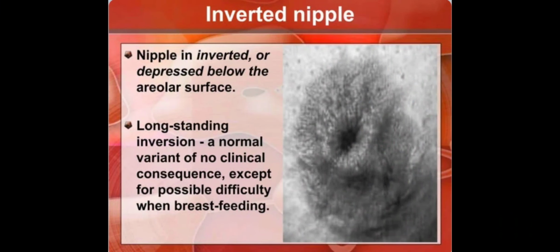So yan po yung tinatawag nating inverted nipple. Yan po points inside, inward po. The nipple is inverted or depressed below the areolar surface. A long-standing inversion is a normal variation with no clinical consequences except for possible, sabi nyo ma'am, okay lang po yan. It's okay, pero pag yung mga nagpapasuso po, hindi po nila kayang magpasuso ng baby kasi inverted po yung kanilang nipple. So, ito naman po yung sinasabi nating retracted nipple. Naka-sideways. So, imbes na nasa sideline, middle, medyo retracted yung kanyang area. Papasok yung isa. Ayan.